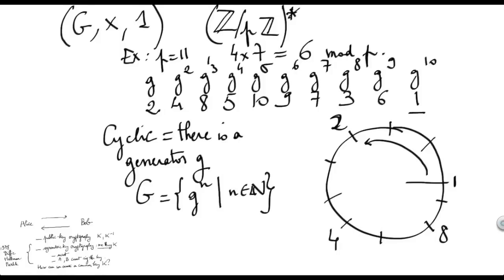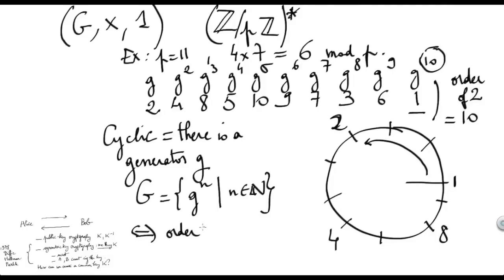A characteristic feature of generators, as you can see from the example, is that the first exponent where g to this exponent gives you 1, which is called the order of the element. So here the order of the element 2 is 10. Well, it so happens that the order of a generator is exactly p minus 1. So having a generator is also equivalent, in fact, to the fact that the order of g is p minus 1. That is, the first power of g that gives you 1 is p minus 1.